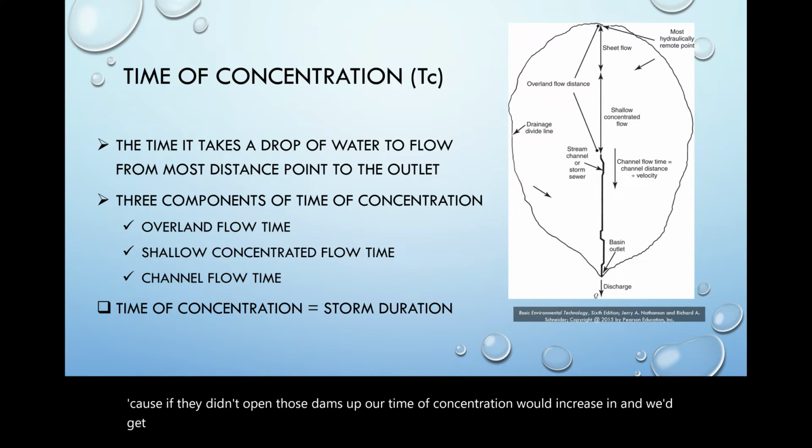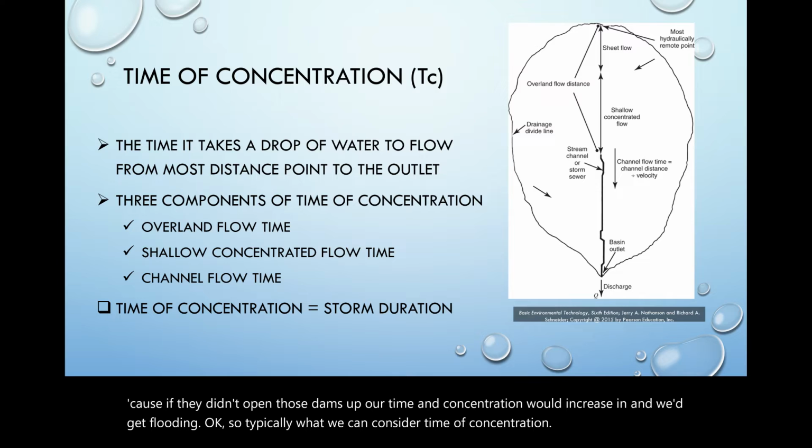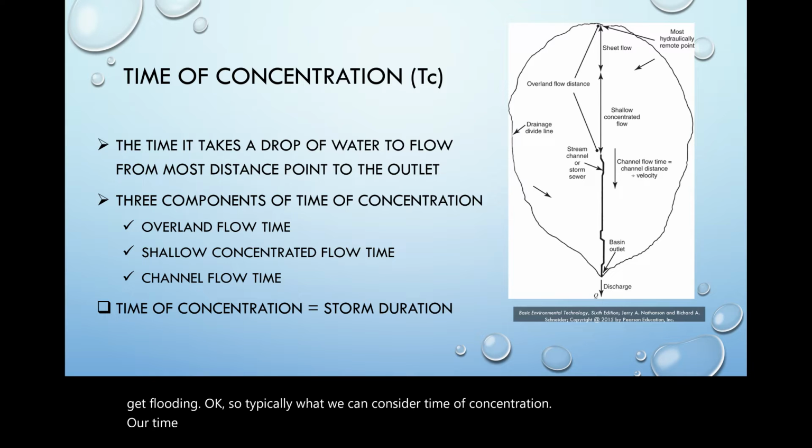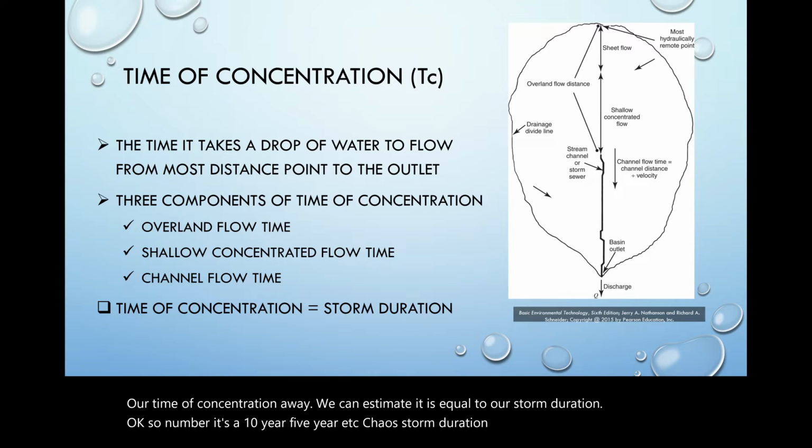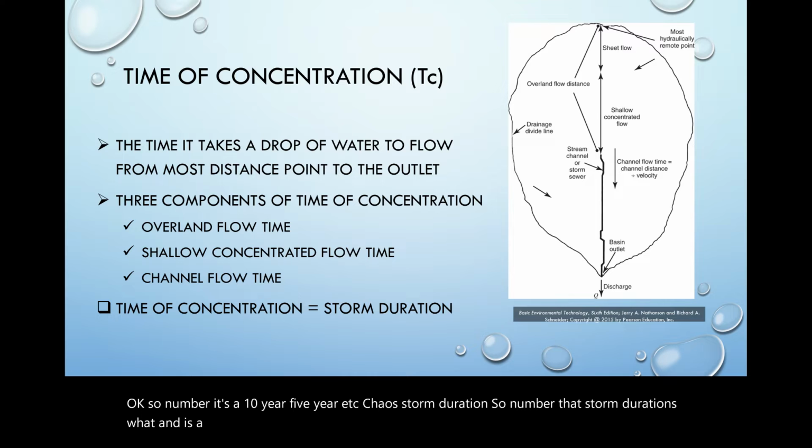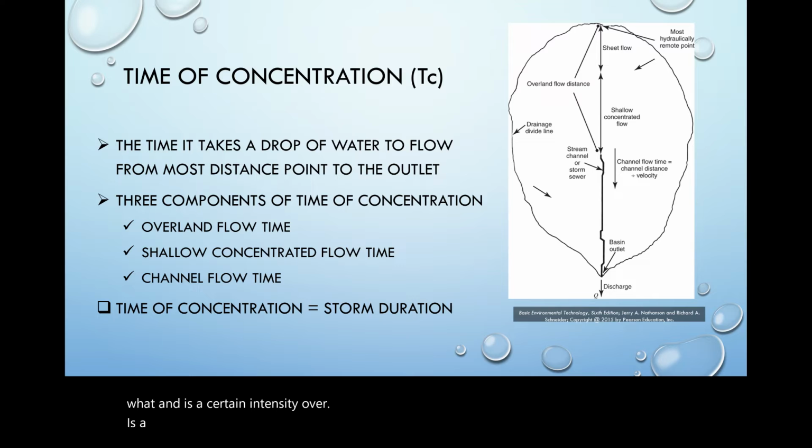Okay. So typically, a way we can estimate time of concentration is that it is equal to our storm duration. Okay. So remember, it's a 10-year, 5-year storm, etc. Okay, a storm duration. So remember, that storm duration is what? It is a certain intensity over a certain amount of time, 20 minutes, 30 minutes, 40 minutes.